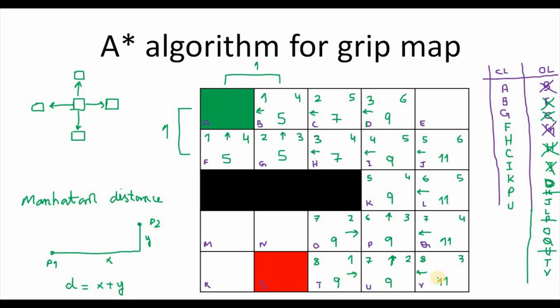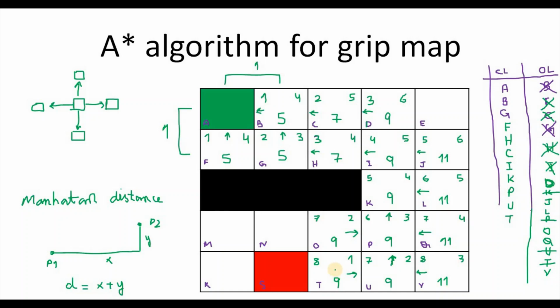Now we see which one in the open list has the minimum F cost. Clearly these nodes, T, V, Q, O, have the same cost, which is 9, and now we decide based on their H cost. Clearly node T has the minimum H cost. So we remove node T from the open list and place it in the closed list. Node T is now our current node.